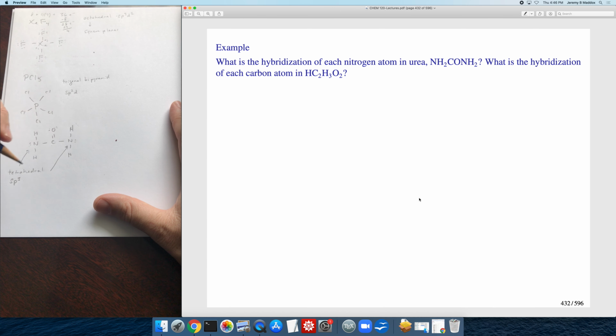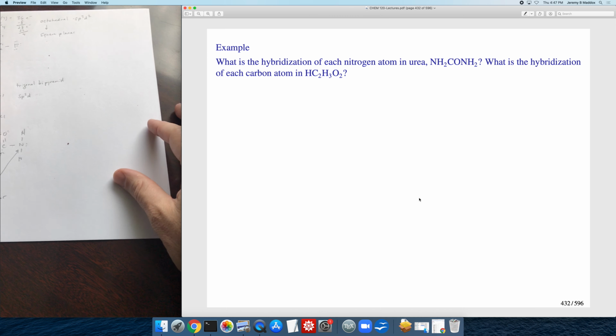What about for the carbon? For the carbon, we've got 3 pairs. Okay, and so for the carbon, we'll talk about multiple bonds in the next video, but it turns out that that's going to be the trigonal planar structure. And then we would call it sp2 hybridized about the carbon.